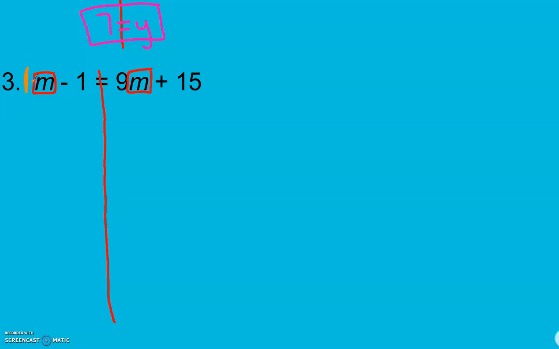1 times m. So when I compare 1 and 9, 1 is smaller. That's the piece I'm going to move. Right now it's a positive 1, so I'm going to subtract 1. I'm going to do it on both sides. So m minus m gives me 0. 9 minus 1 gives me 8. And I still have m's with that. I didn't change my constant terms, my negative 1 or my positive 15.